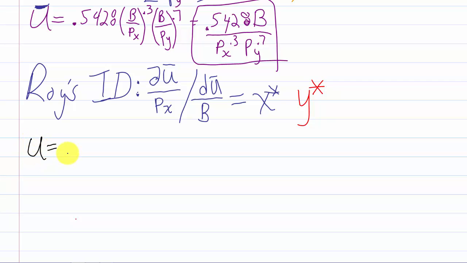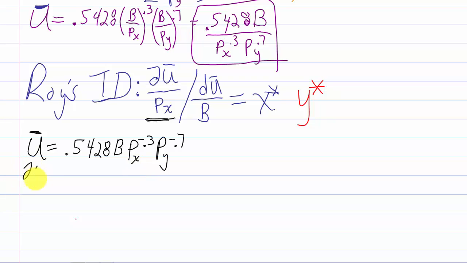So let's rewrite it this way. 0.5428 times B times price of X to the negative 0.3 times the price of Y to the negative 0.7. Okay, that'll just make our life slightly simpler when we're taking these derivatives. So let's take this first partial derivative here. Take the derivative of this, U bar, with respect to the price of X. So what we're going to get is all these other terms will stay the same except for the one involving the price of X.